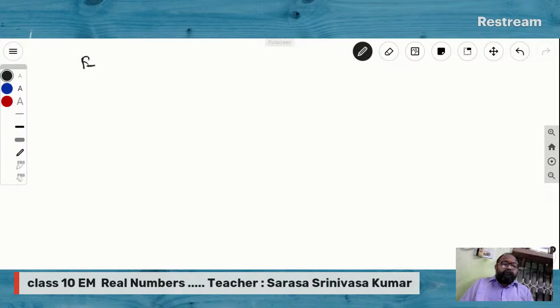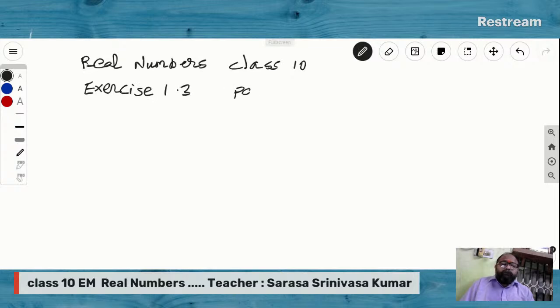Real numbers, class 10, exercise 1.3, page number 13. We continue the problems in this exercise. Write the following.